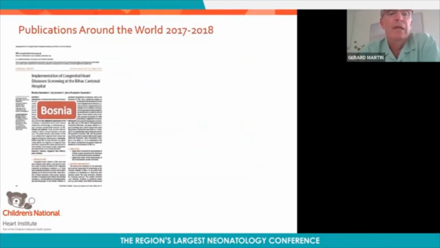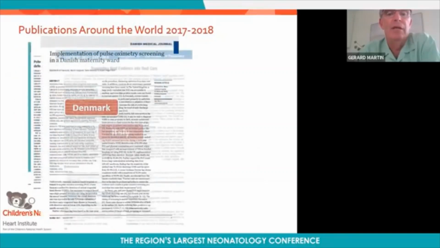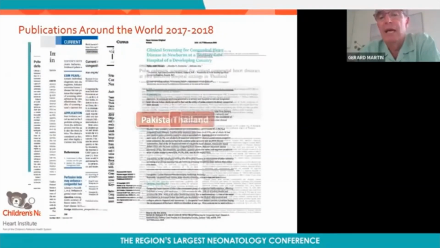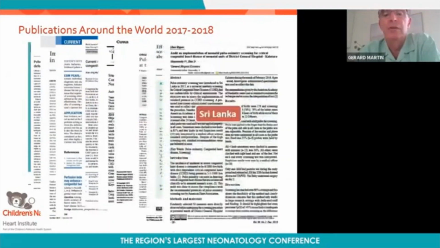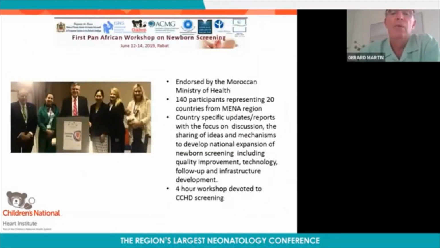There's been a tremendous amount of publications: Bosnia, Paraguay, Europe, Denmark, Italy, China, India, Pakistan, Thailand, Saudi Arabia, Sri Lanka, Sydney, Australia, Turkey, and Spain, where benefit has been shown from pulse oximetry screening. This is a picture from a 2019 workshop in Rabat, where we were able to go to a meeting endorsed by the Moroccan Ministry of Health.